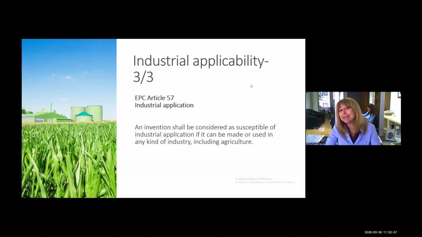And the third one is an easy prerequisite to be fulfilled, industrial application. An invention shall be considered as susceptible of industrial application if it can be made or used in any kind of industry, including agriculture. And actually, all the inventions are susceptible of some kind of application in any field of agriculture or technology or whatever.